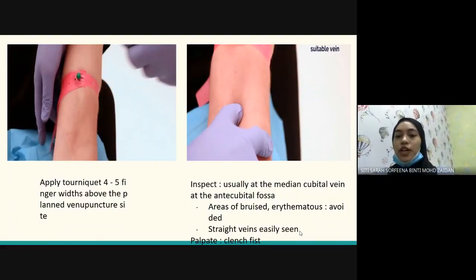Okay, so here, like what I've mentioned, apply the tourniquet 4 to 5 finger widths above the planned venipuncture site, and then we have to inspect to look for the median cubital vein, by asking the patient to clench their fist so that we are able to visualize the site of injection.